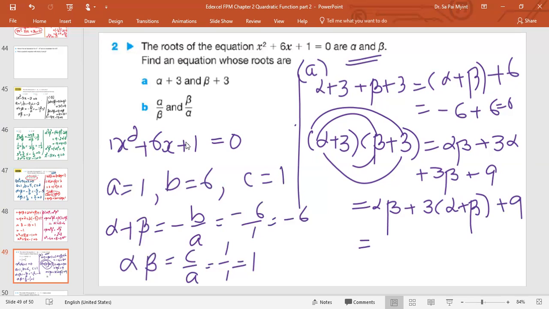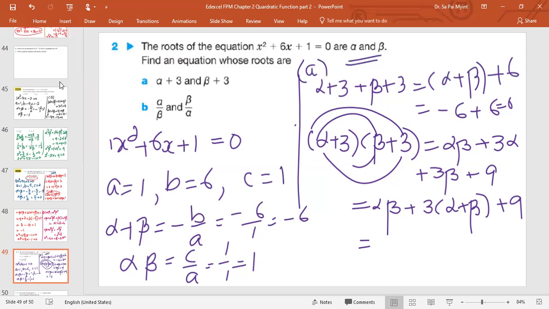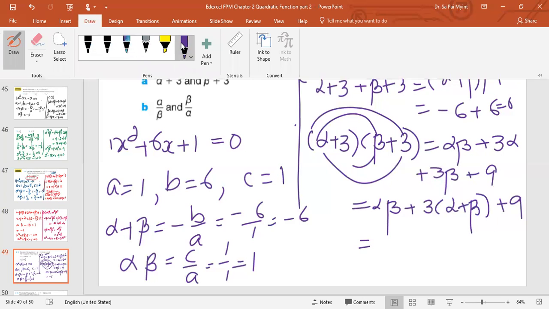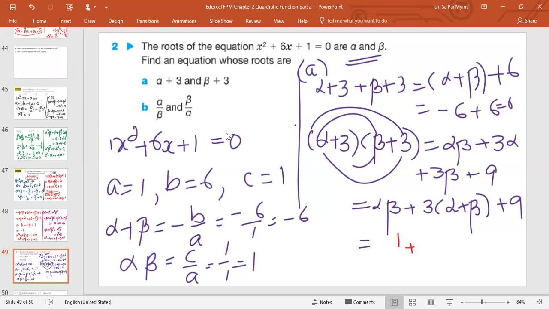What do you get? Alpha beta. Alpha beta is minus 6. Oh, no. Alpha beta is 1, plus 3 into alpha plus beta is minus 6, plus 9. 1 plus 9 is 10. 3 times 6 is minus 18. What do you get? Negative 8.